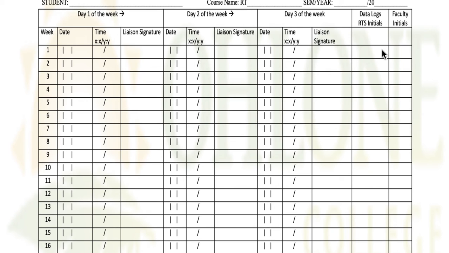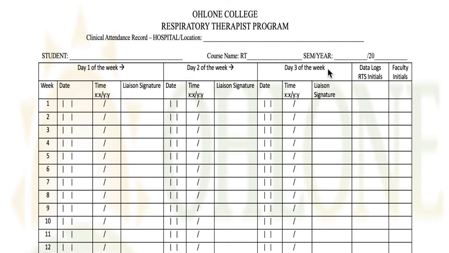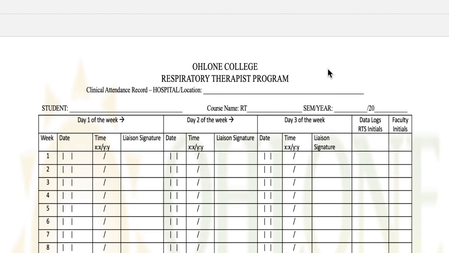And then you need to sign here, the faculty or the liaison initials, that yes, I've checked my student, that they were there at the facility. And then you tally up their hours. For RT 340, there's 120 hours. RT 330, there are different hours depending on the location, and we can discuss that when you meet with me.